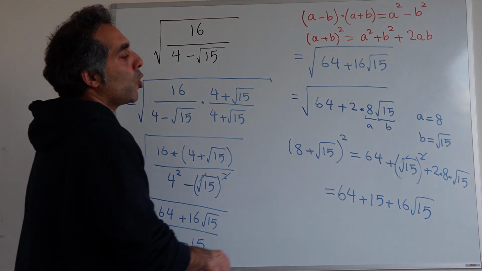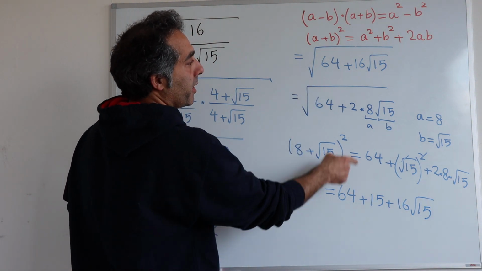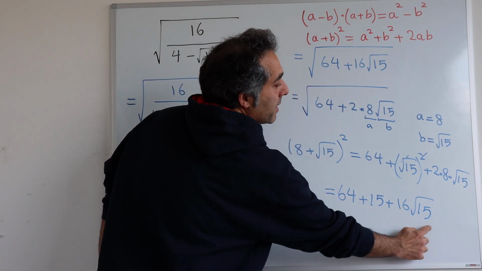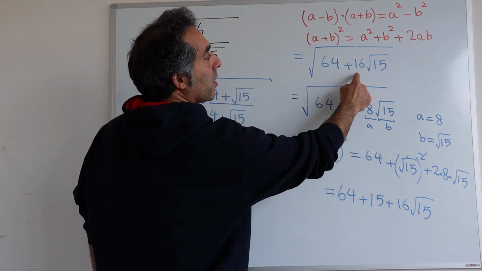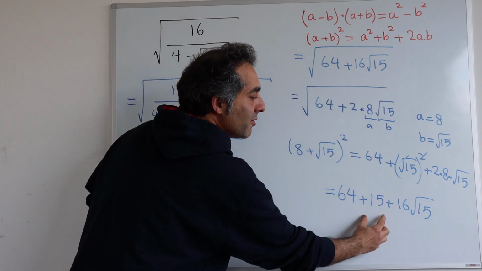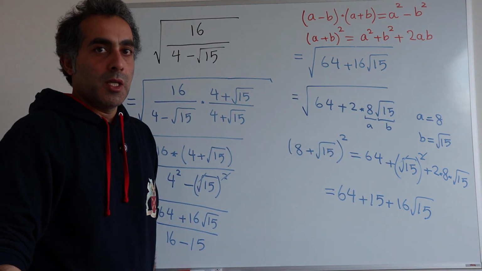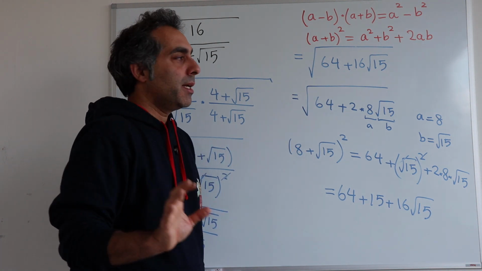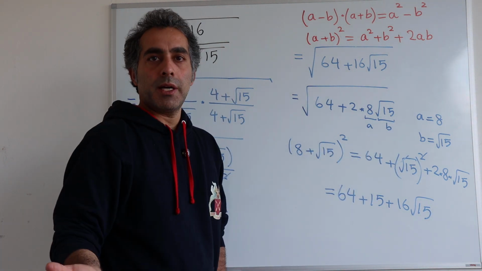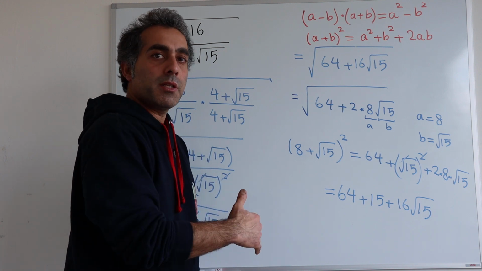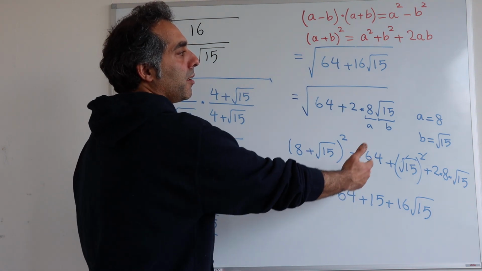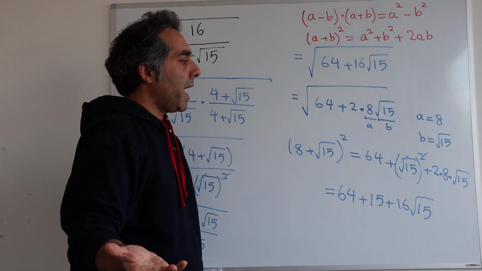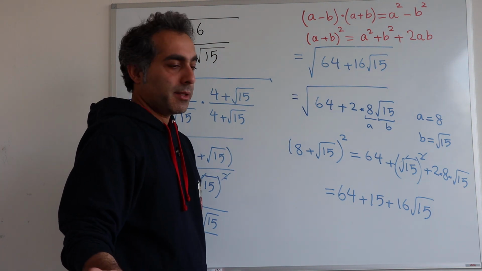If you compare these two expressions, you can see 64 is here, 16 square root of 15 is here, but this 15 is extra. So they do not fit each other exactly. So maybe the first guess here is not correct. You can go further with this guess, but you won't be able to simplify that.